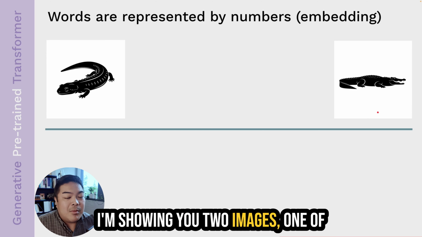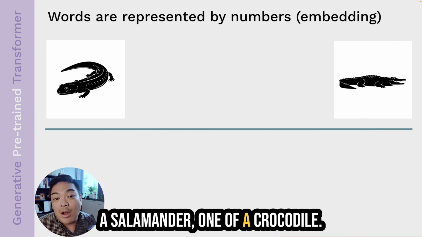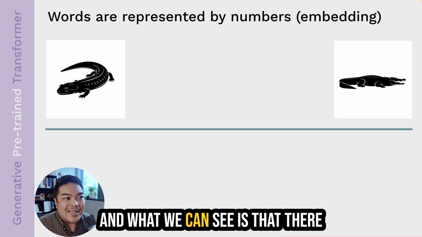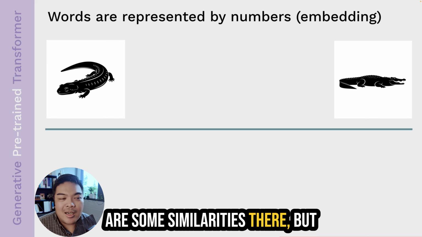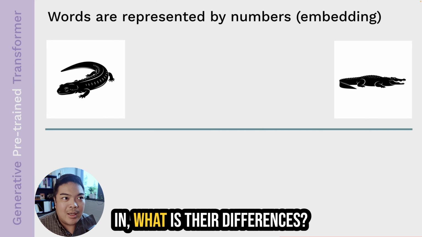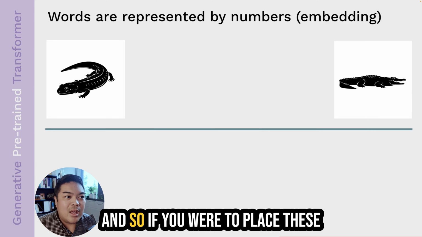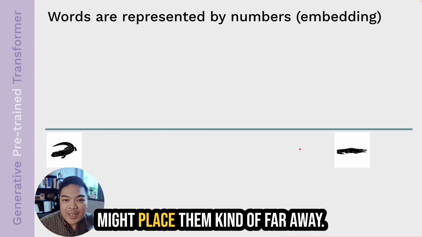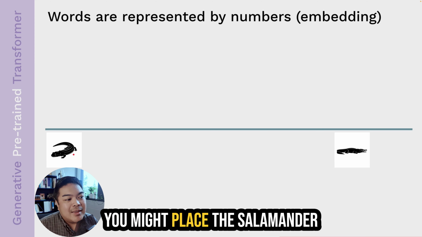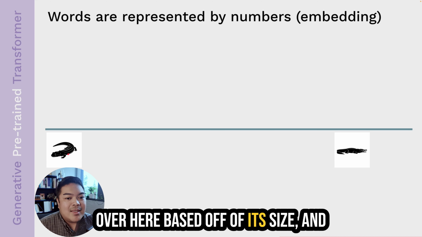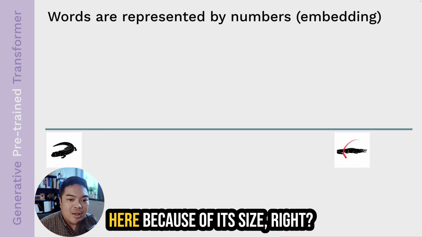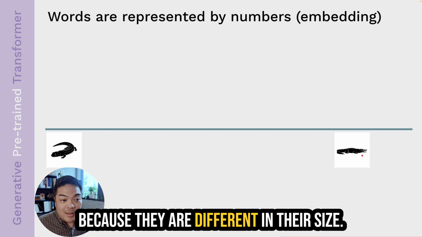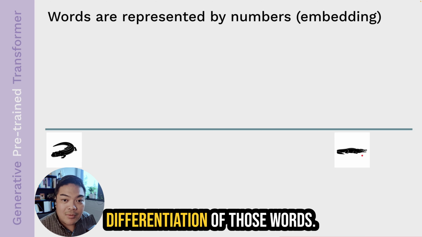And so let's just start off with these two ideas. I'm showing you two images, one of a salamander, one of a crocodile. And what we can see is that there are some similarities there, but what we're really interested in is their differences. And so if you were to place these animals on this singular axis, you might place them far away. You might place the salamander over here based off of its size, and you might place that crocodile over here because of its size, right? Because they are different in their size, and that gives us some differentiation of those words.